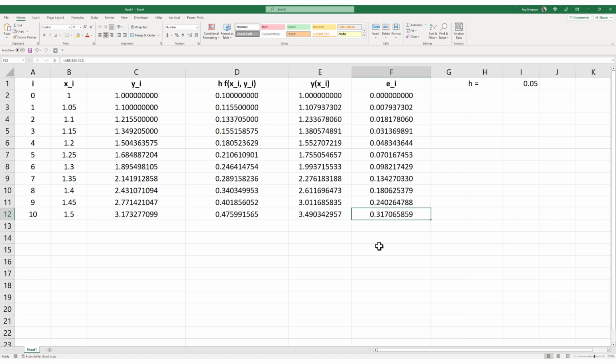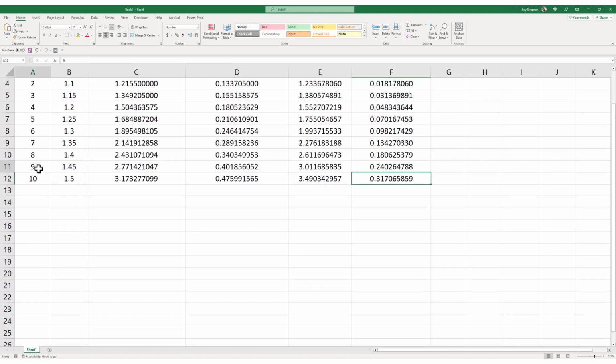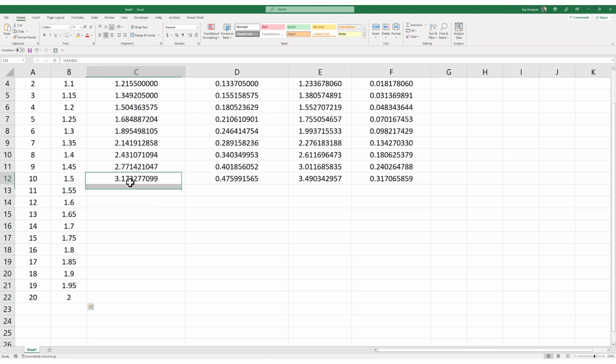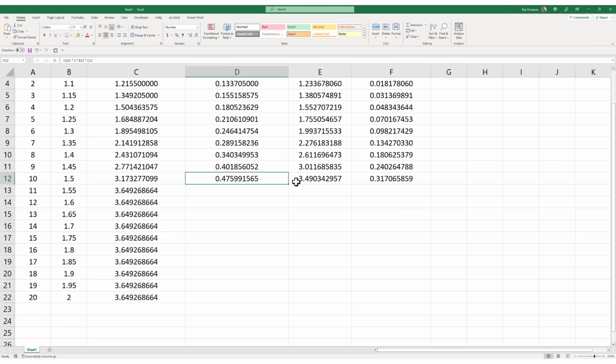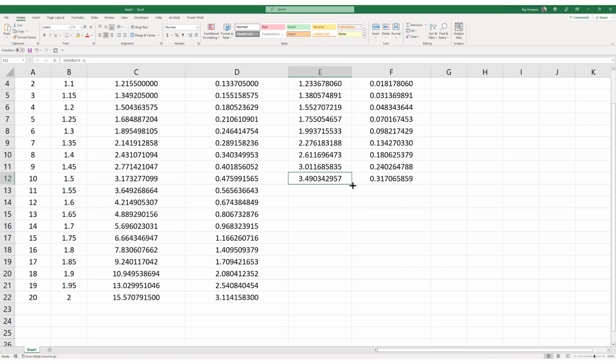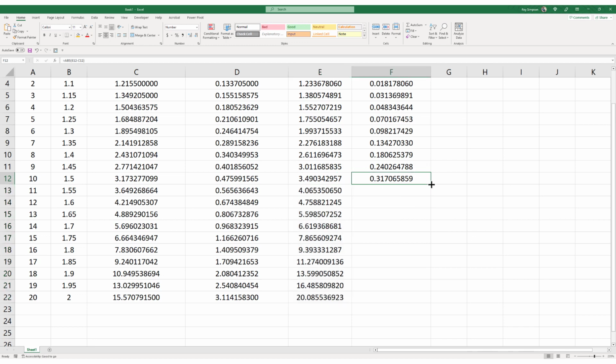But my approximation to my true value at 1.5, remember the true value is 3.49 and change, is a little bit better. My error before was greater than a half, and now it's a little bit less than a third. And you can do this all day long if you want to. If I want to increase the number of possible steps here, let me go ahead and just drag this down to 20, and I'll double click here, and here, and here.